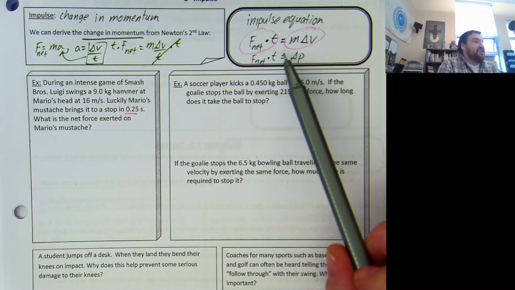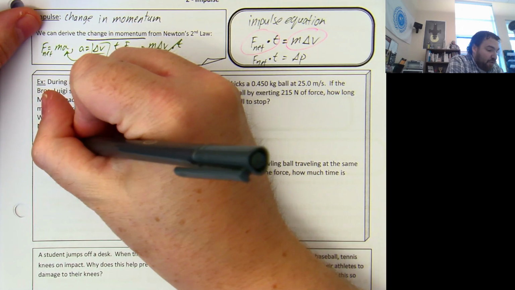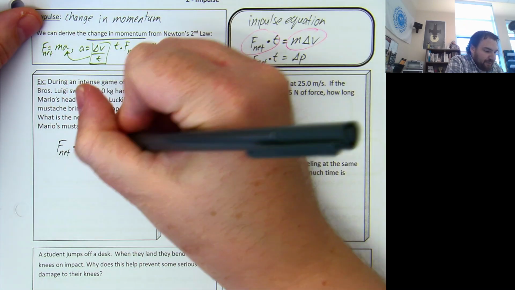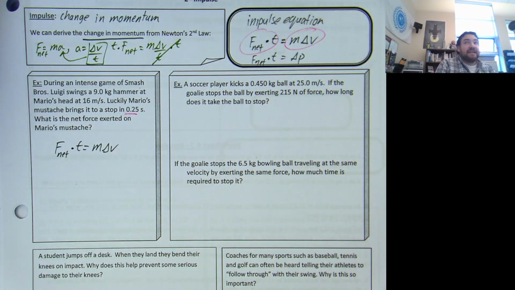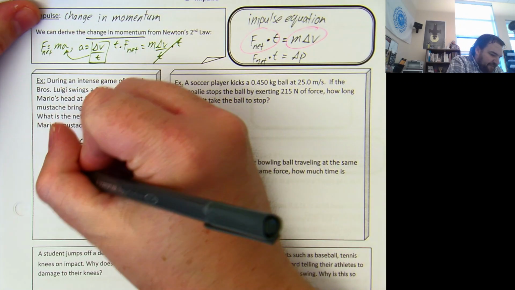But this impulse equation now circumvents all of that. It's a way around breaking things up into kinematics and momentum. We can just say, I know that F net times time is equal to a mass times a change in velocity. This is a relationship you want to hang on to.